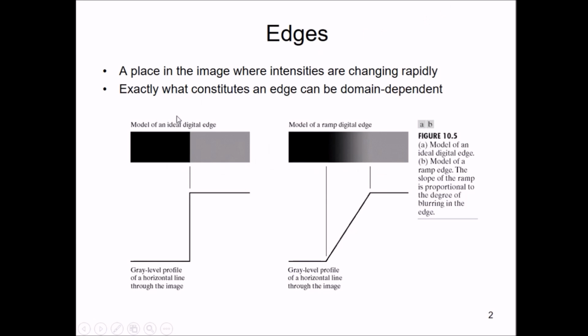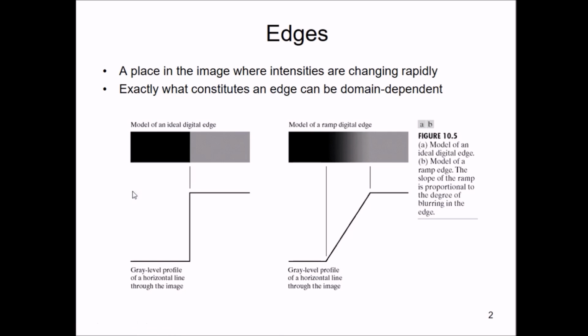So let us talk about edge detection. Finding or detecting the edges in an image is edge detection. What exactly are edges? These are the places in the image where intensities are changing rapidly. This may be from high intensity to low intensity, and vice versa, from low intensity to high intensity. What exactly constitutes an edge can really be domain dependent.